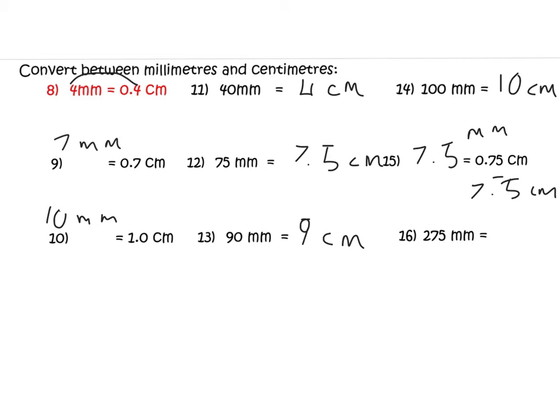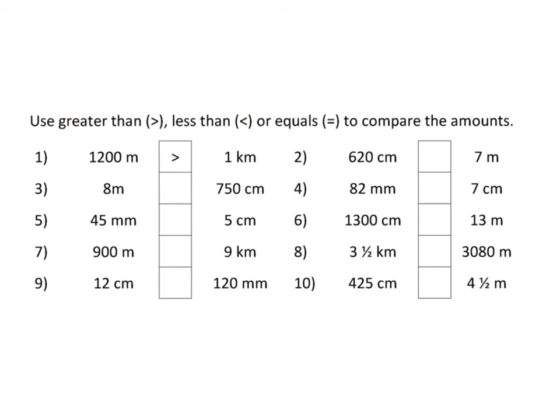Okay, 275 millimeters. So all you need to do, because when you're converting this into centimeters, you're dividing it by 10. So you'll just, and we worked on this a few weeks ago, move your decimal point in, so that becomes 27.5 centimeters.